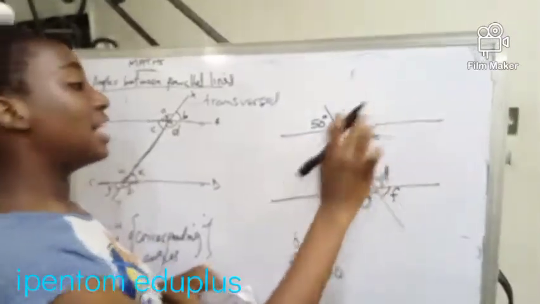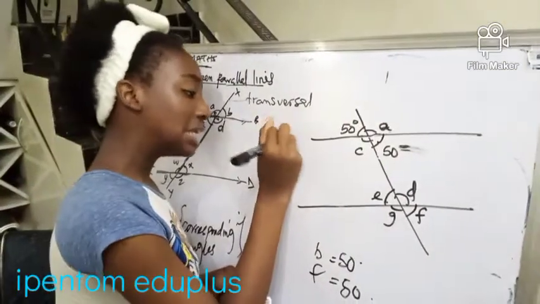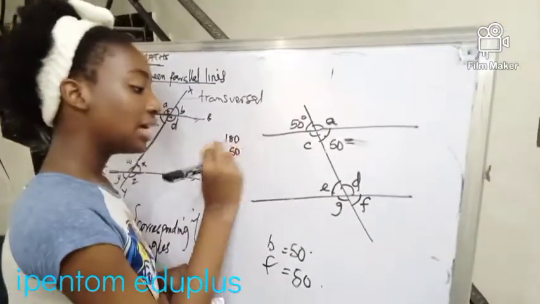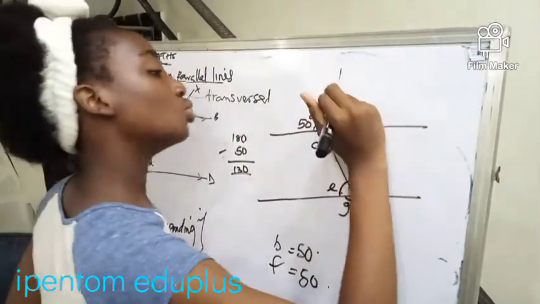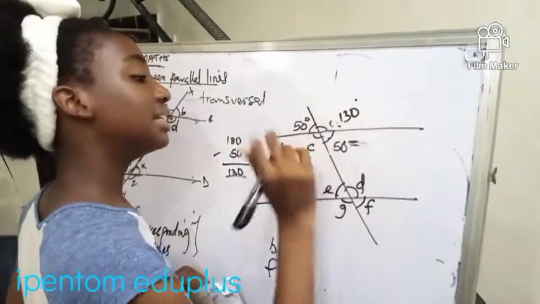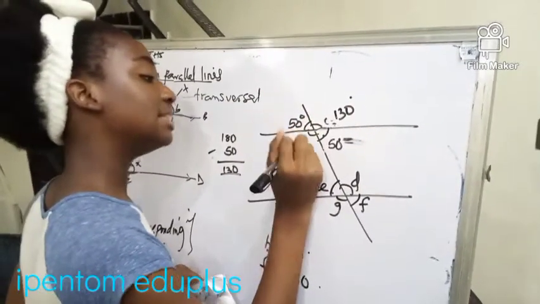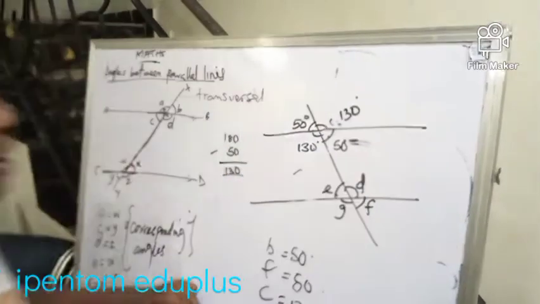So A and C, to find them, because this is angle on a straight line, I did 180 minus 50, and that gave me 130. So A is equal to 130 degrees. And if A is equal to 130 degrees, C is also equal to 130 degrees. So I found all the angles.